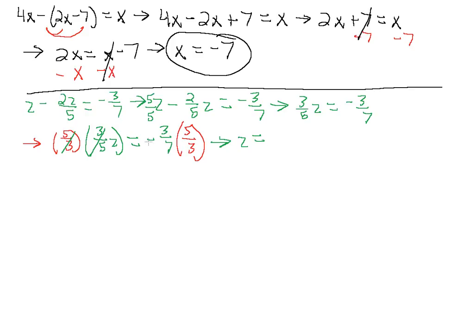And over here we have a negative and a positive, so it's going to give us a negative. 3 times 5, or actually, well, let's go ahead and simplify this a little bit. This 3 can cancel with this 3. So we have 1 times 5 is 5, divided by 7 times 1 is 7. So z equals a minus 5 over 7.